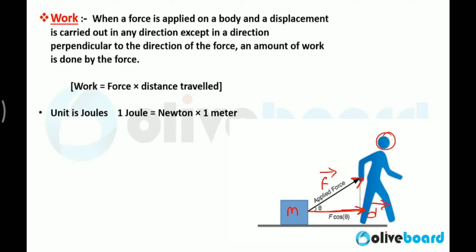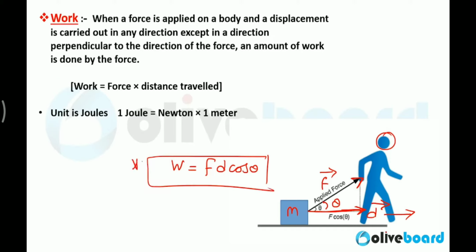So what is the displacement direction? This is the horizontal to the right side, this is the direction of displacement. So theta is the angle between them, and we know that work is equal to F D cos theta. This formula explains all the applications of work. Clear?